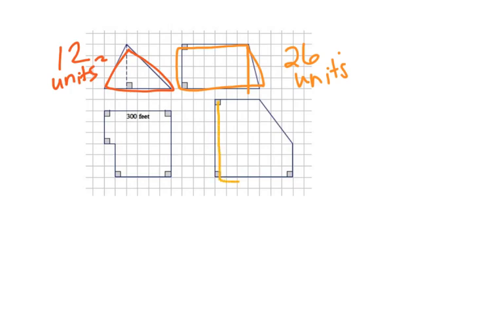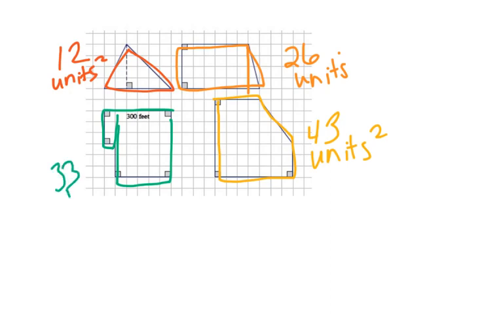In this next piece, we have another trapezoid. You could certainly break it up into smaller pieces or treat it as a single unit. And after you do the work for this one, you would end up with a total of 43 square units. And then our last one, a rectangle with a little bit extra attached. And when we do this one, we get 33 square units.